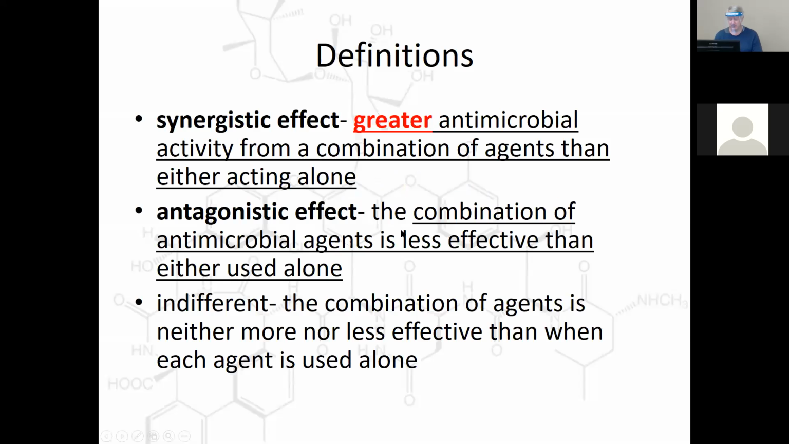All right. So synergistic is greater activity when you have a combination than either one acting alone. Antagonistic effect: the combination of antimicrobial agents is less effective than either used alone. And then indifferent: the combination of agents is neither more nor less effective than each agent used alone. So where might we get an accidental antagonistic effect, where a combination is less effective than either used alone? How could you see that happening with a patient?